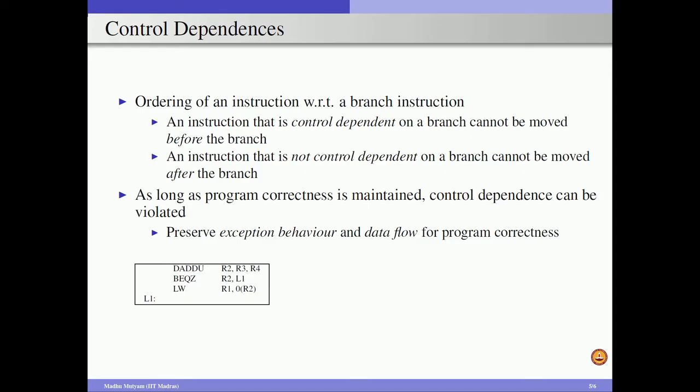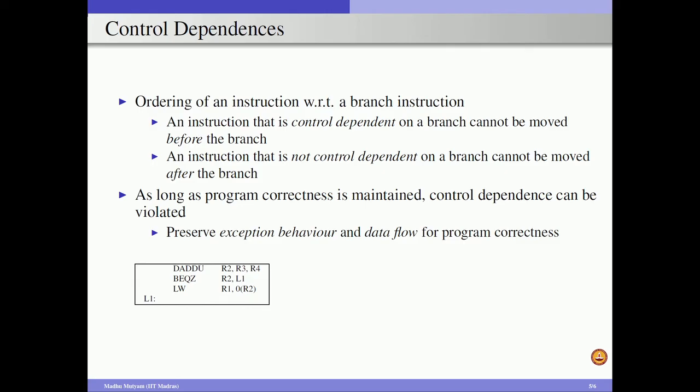In this case, if you are going to rearrange the load and the branch instruction, in other words, if you are executing the load instruction before the branch instruction, it may create an exception. For example, if R2 is equal to 0 and now the load instruction is going to read from the memory location 0, which can give an exception. As a result, we should not execute this load instruction before the branch instruction.